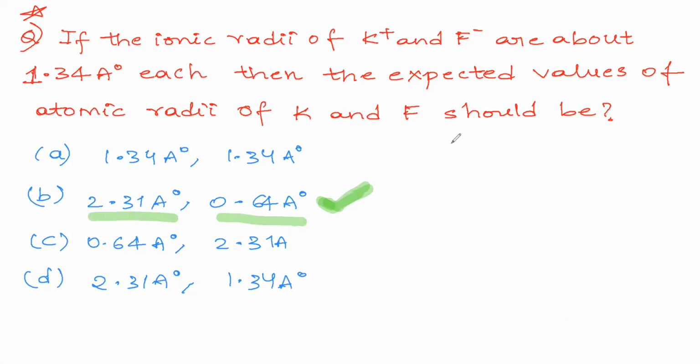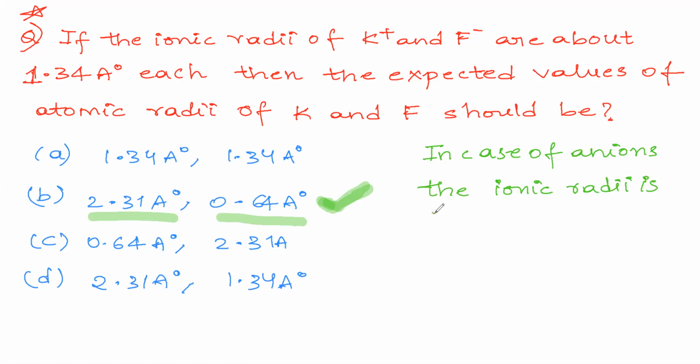In case of anions, the ionic radii is greater than atomic radii. So definitely it should be less than, because they have already given the ionic radii of F minus as 1.34. Definitely that should be lesser. So the answer is 2.31 and 0.6.